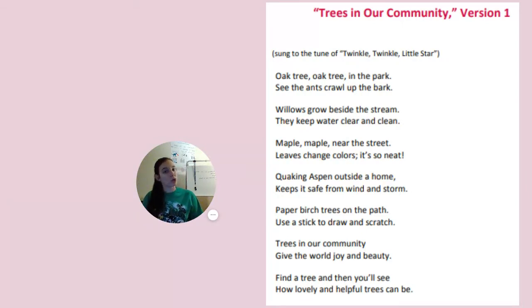Oak tree in the park. See the ants crawl up the bark. Where is this tree? Yes, it's in the park. That's where our tree is. They've got an oak tree in the park.